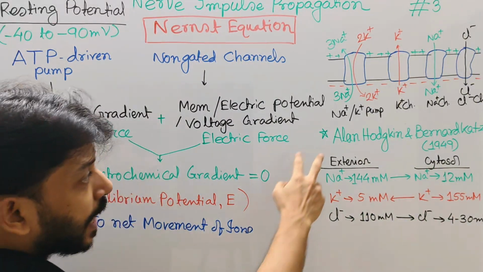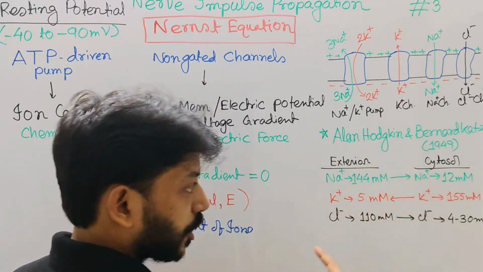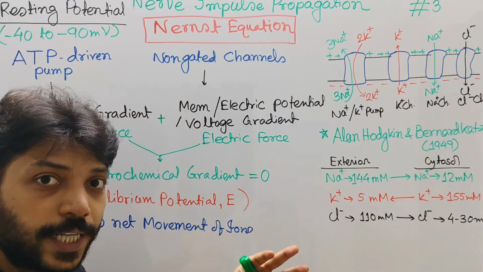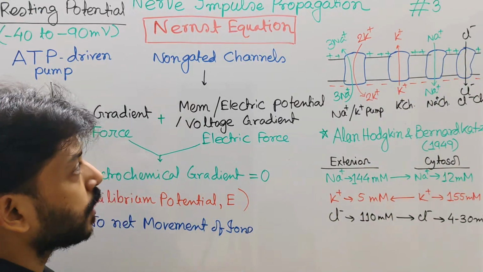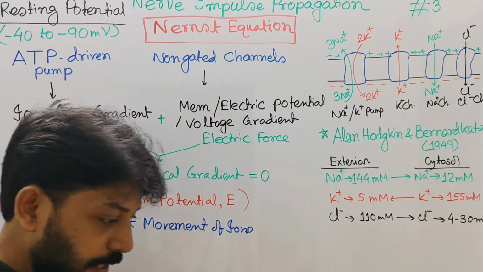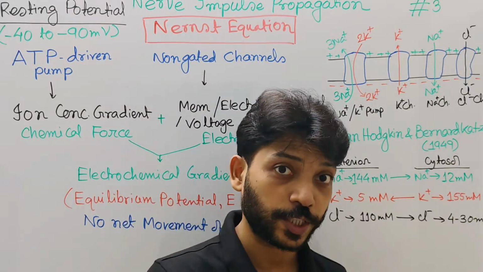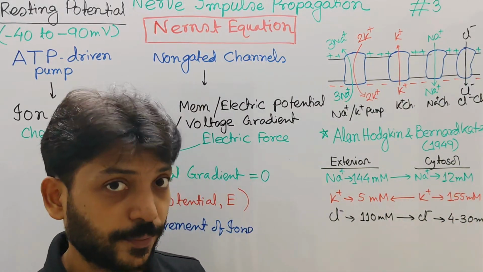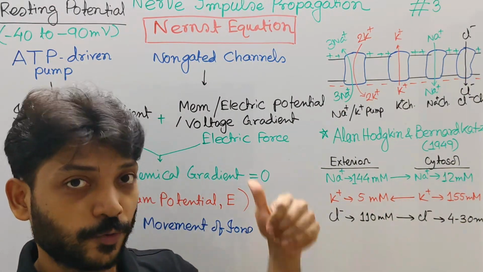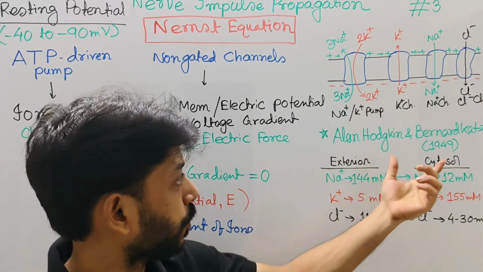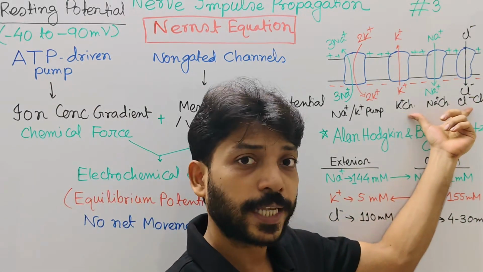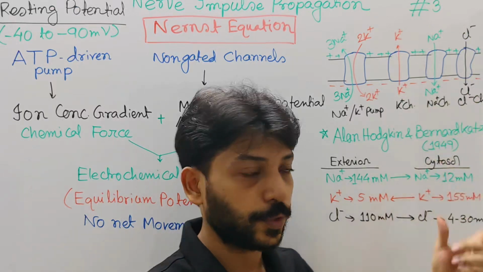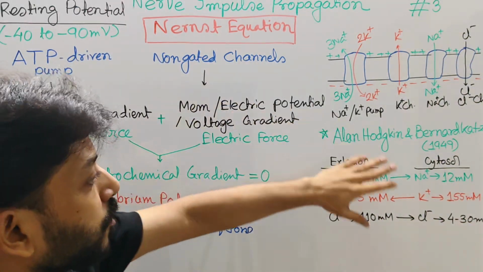Now, because there is a difference in the concentration of ions inside and outside, this is the chemical force. Because there are non-gated channels, these channels are actually responsible for the generation of resting potentials. As I have mentioned, ion movement is responsible for the generation of resting potential. So ion channels help in the movement of ions. Remember this. So this is the driving force.